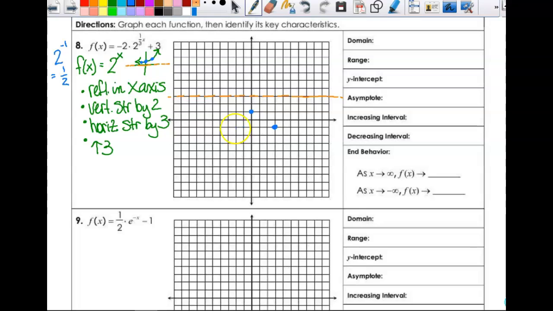Horizontal stretch by 3. I'm at -1. That becomes -3. And then I go up 1, 2, 3. Those are my 3 points. So I should have an idea of what's happening with my asymptote and whatnot. And it looks like this.